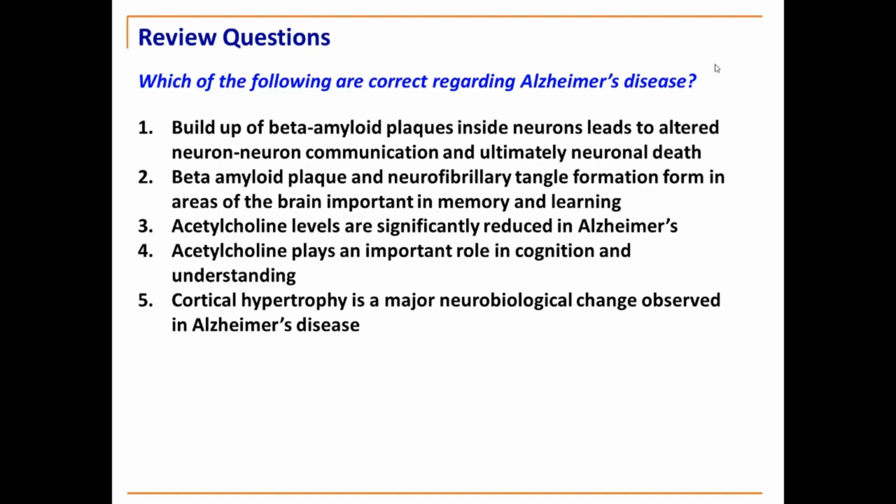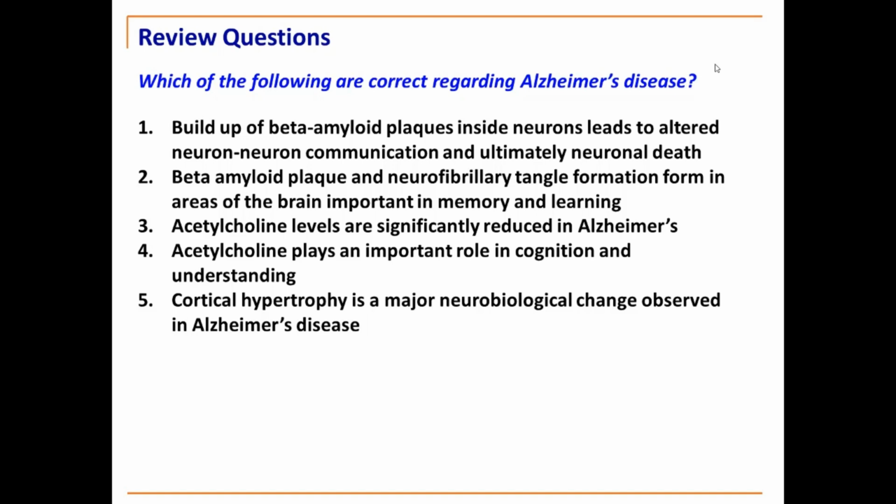Okay, questions. Which of the following are correct regarding Alzheimer's disease? Build-up of beta-amyloid plaques inside neurons leads to altered neuron-to-neuron communication and ultimately neuronal cell death. That's obviously incorrect. The beta-amyloid forms outside the cells and affects the synapses and therefore communication through that route. Beta-amyloid plaque and neurofibrillary tangle formation form in areas of the brain important in memory and learning. That's obviously correct, for example, in the hippocampus.